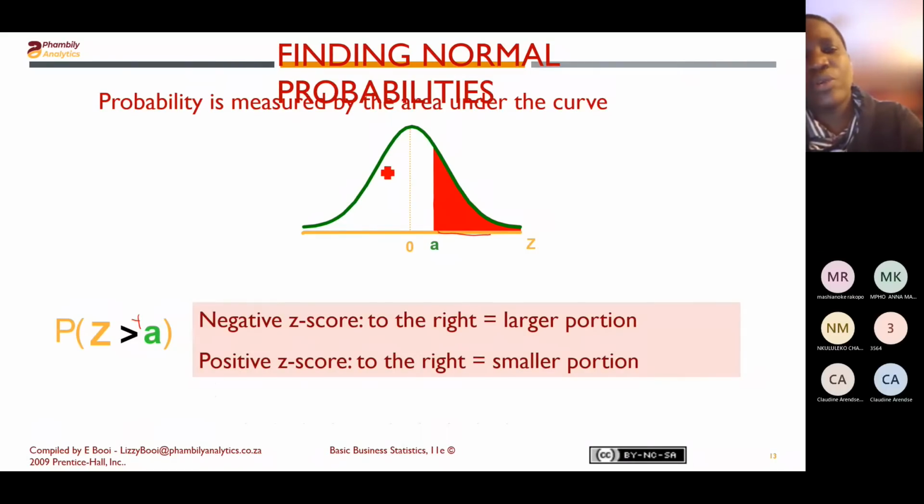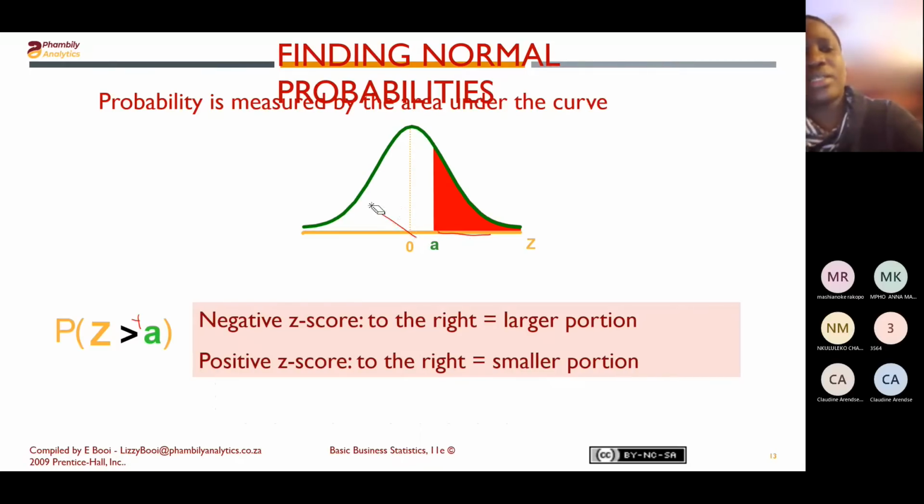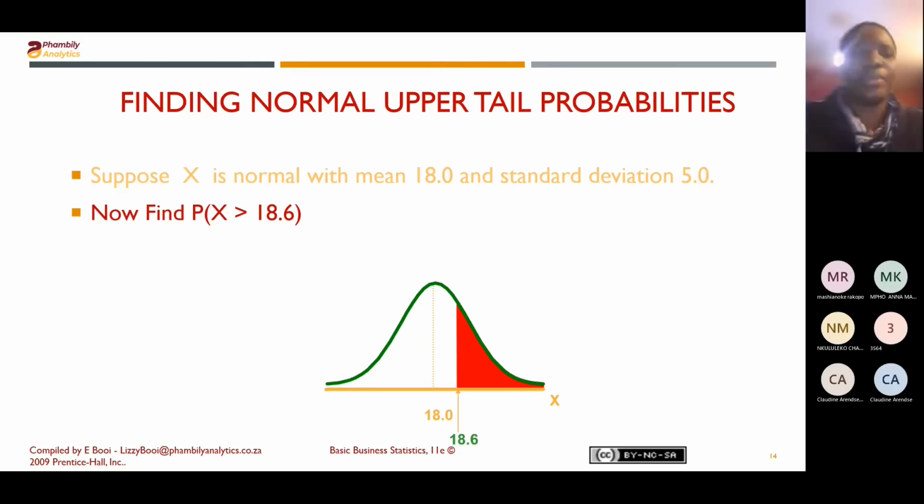If we have to look for a probability on the negative side, but greater than, it means it's going to include that shaded area, so we're going to look at the larger portion. But for our example on this screen, we're only going to look at the smaller portion. So let's look at an example.